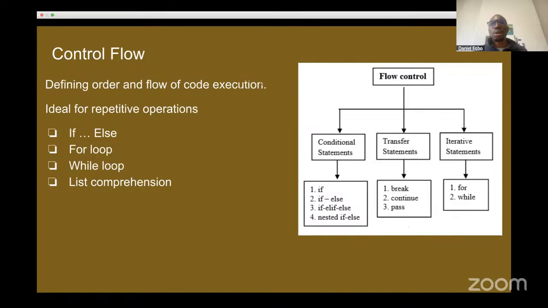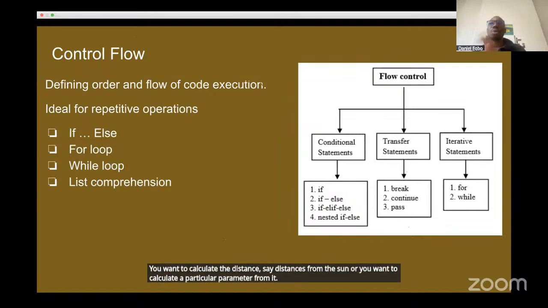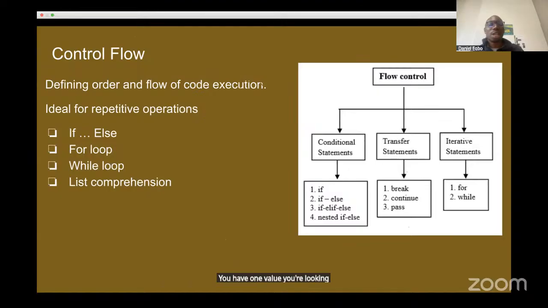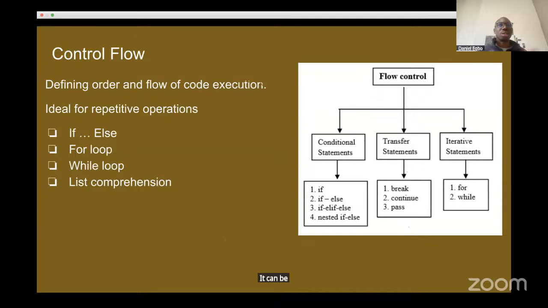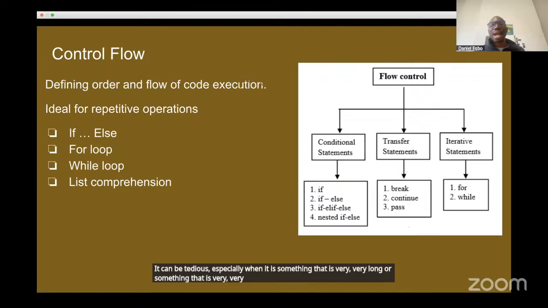You want to calculate their distances, say distances from the sun, or you want to calculate a particular parameter from it. You have one value, you're looking for how to do it for the rest of them. You don't need to start writing a particular function or mathematical relation that will be doing it one after the other. You keep writing multiple lines, just changing one value. It can be tedious, especially when it is something very long or very large scale. So how do you navigate problems like this?